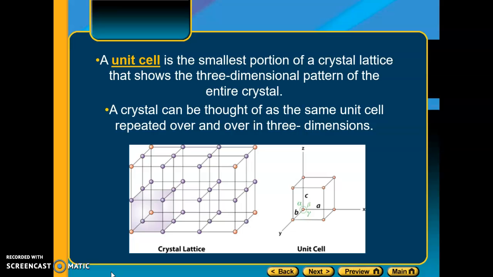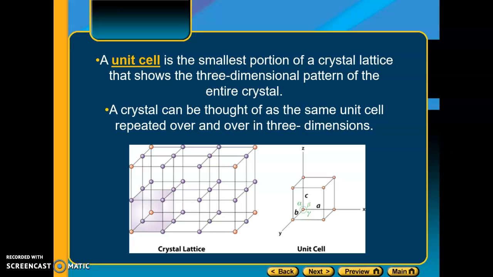So when we look at a crystal lattice, it is made up of little groups that make the overall shape. And that first little group that sets the whole pattern for building the rest of the crystal is called a unit cell. So we define a unit cell as the smallest portion of a crystal lattice that shows the three-dimensional pattern of the entire crystal.